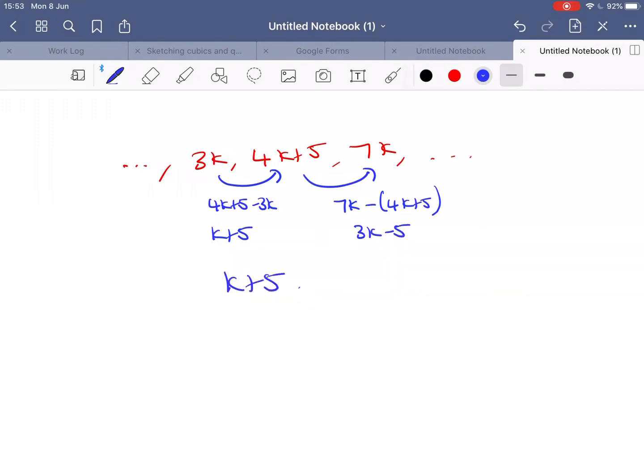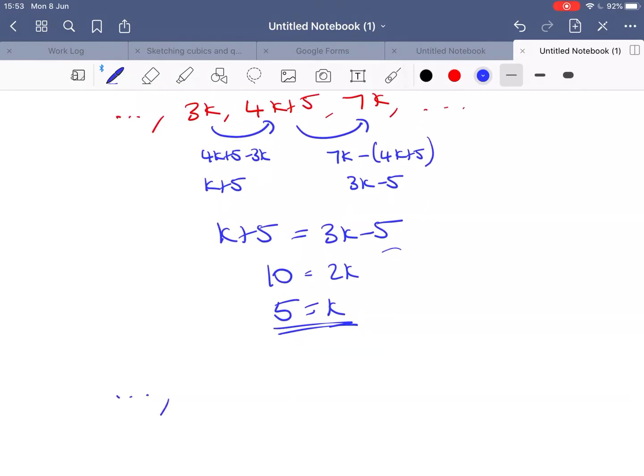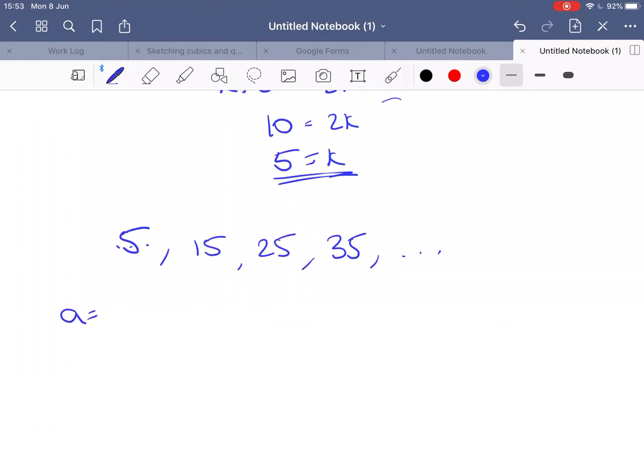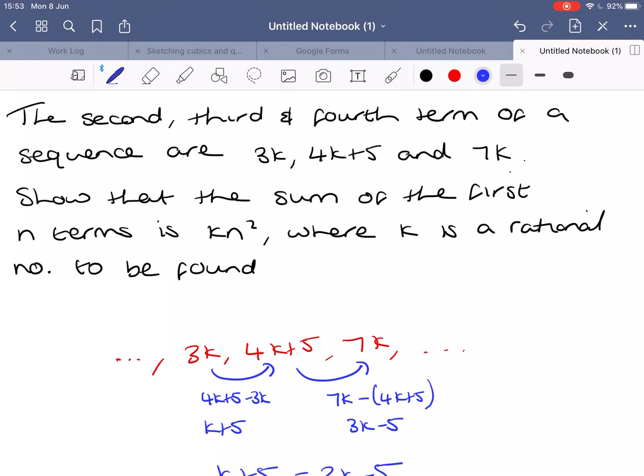So I can say k plus 5 is equal to 3k minus 5, because the common difference has to stay the same because it's an arithmetic series or sequence. And so take away the k, add the 5, and you get 5 equals k. So that means I can write down what my sequence is. I've got a 15, I've got a 25, and I've got a 35. And it continues. Now, I was told that this was the second, the third, and the fourth. So looking at this, I can instantly write what the first is. So I know my A is 5 and my common difference is 10. Okay, so I've worked out what my sequence is using this bit of information.